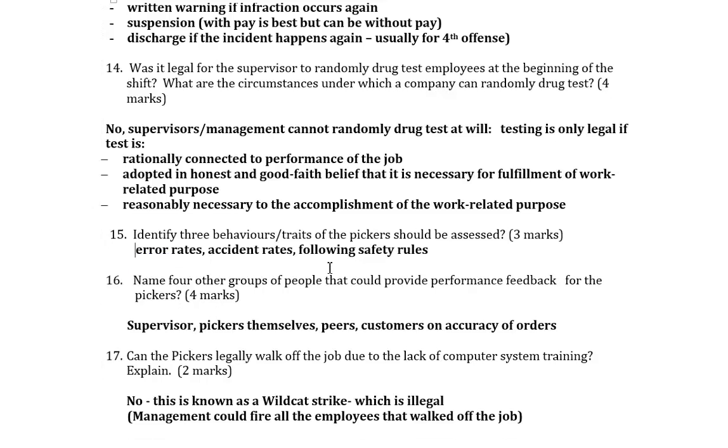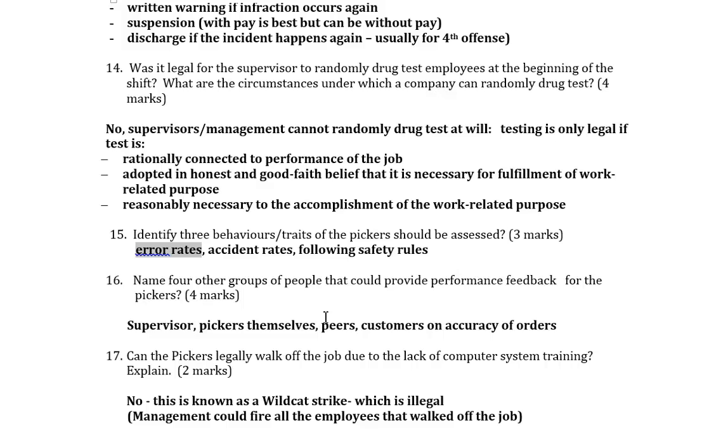Now we get more into performance management, and we look at the 3 behaviors or traits of the pickers that we should be assessing. If we were doing performance management, we might want to look at error rates. In other words, if you're picking orders or fulfilling orders and you're giving a customer the wrong order, we need to obviously think about that. We would want to make sure that our pickers are fulfilling orders that are error-free or virtually error-free.